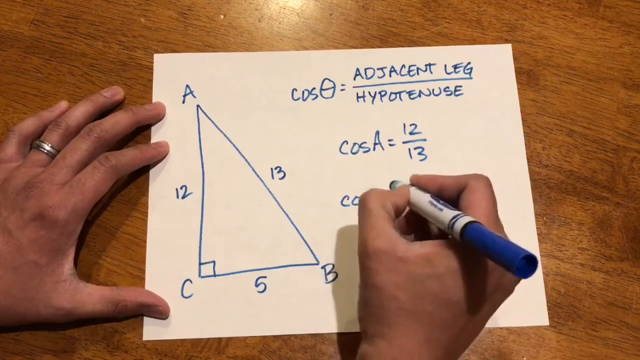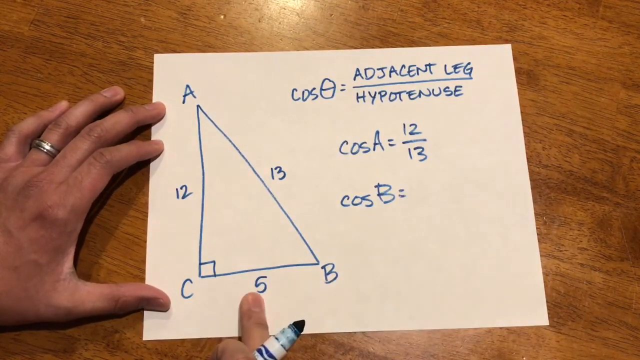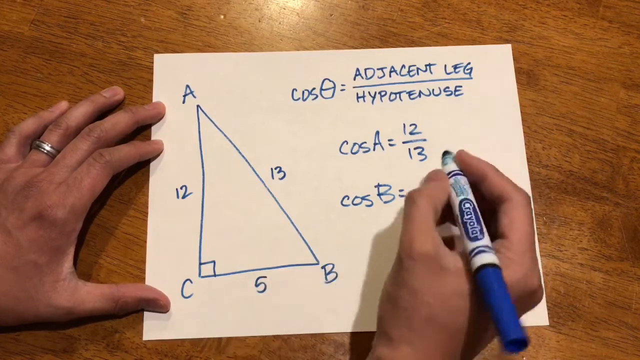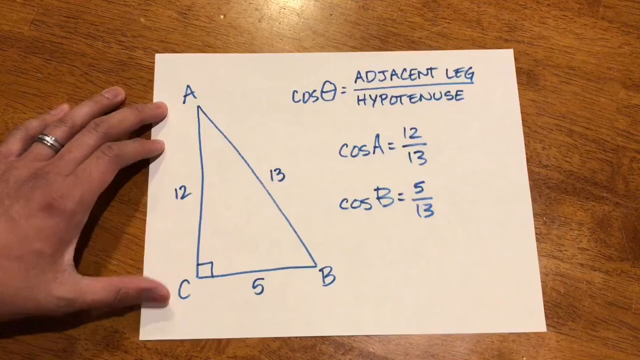We can do the same thing to find cosine of angle B. This time the adjacent leg is 5. And so we get 5 over 13.